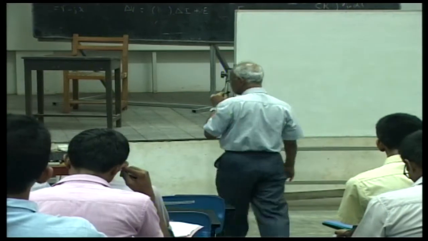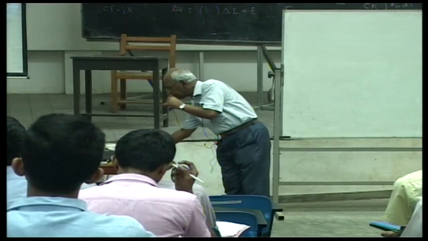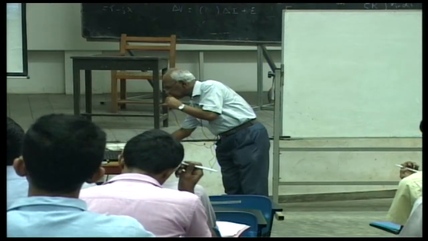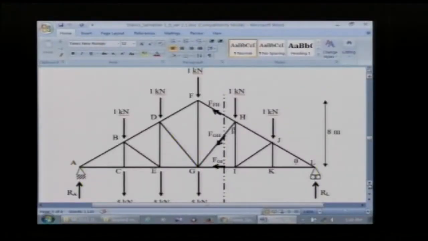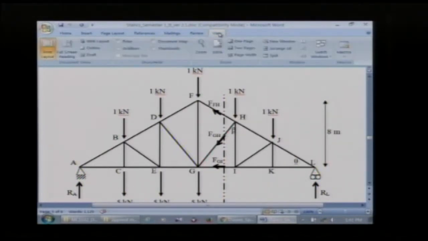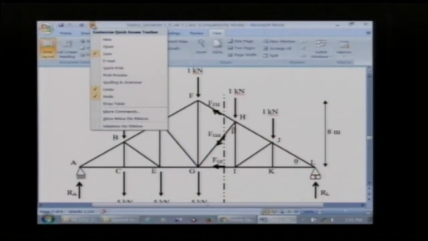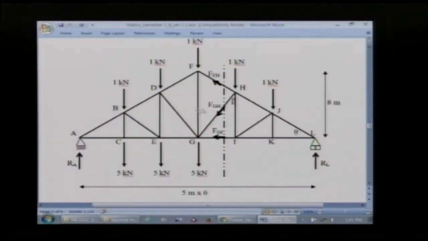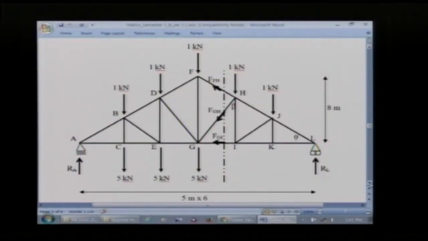Okay, so now we go into this example, right? This is the picture. So I will use this to show the calculations, and like last time I will draw this here.